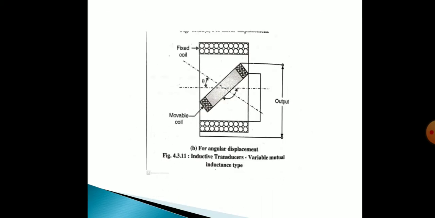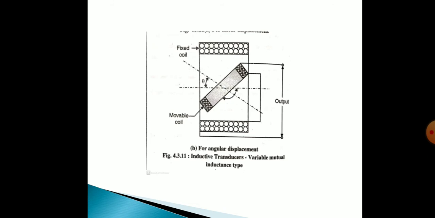Figure B shows the arrangement for measuring angular displacement. A moving coil is displaced in the hollow fixed coil. The input signal causes angular deflection of the moving coil. The self-inductance of the coil is fixed, but the mutual inductance between the coils varies as per the angle of rotation theta of the moving coil. Thus, the total inductance across the output terminal varies as per angle theta.